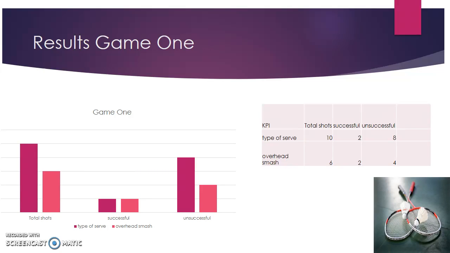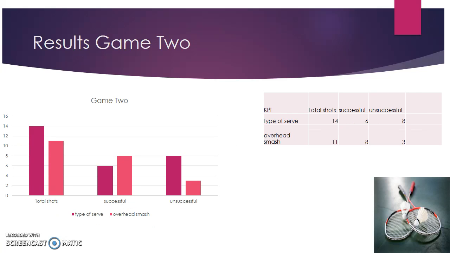But when analysing game 2, I performed a total of 25 shots, which were analysed, of which 14 were a serve and 11 were a smash. 6 of my serves in game 2 were a success and 8 were unsuccessful, and then 8 successful smash shots to only 3 unsuccessful shots. This shows that with careful analysis of the footage, I can strategically plan for future games.